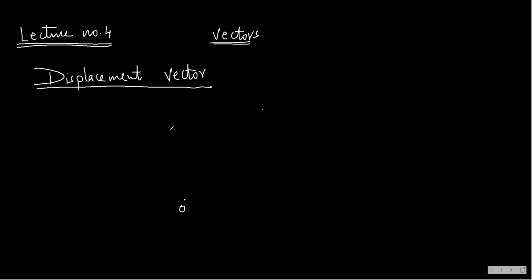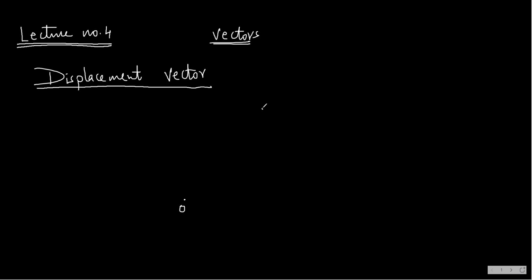So this is lecture number 4 of vectors. In lecture number 3, we had completed up to position vector of a point with respect to a given point. In this lecture, we are starting with the displacement vector. So after position vector of a point with respect to a given point, the next topic is displacement vector.